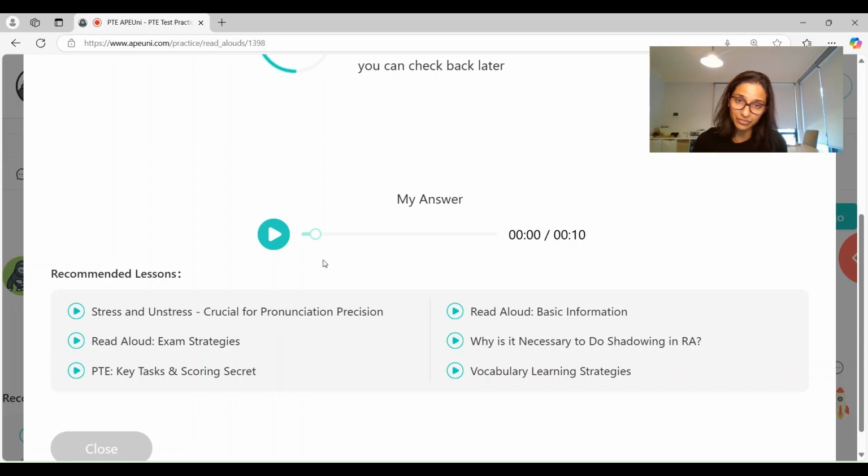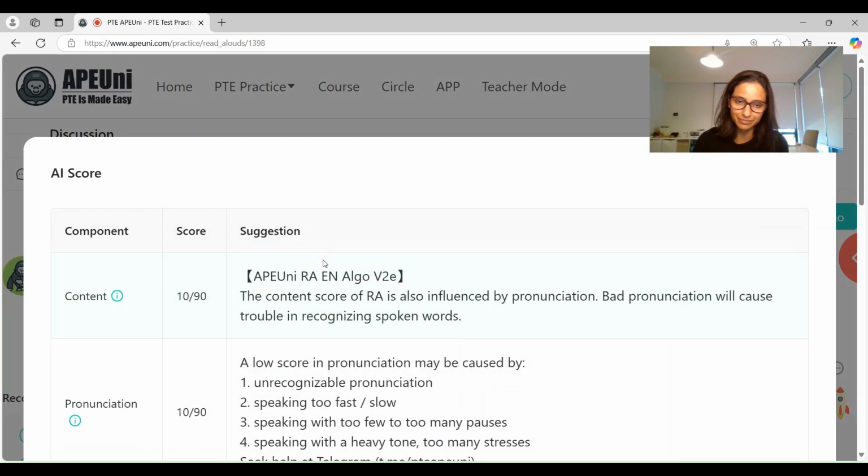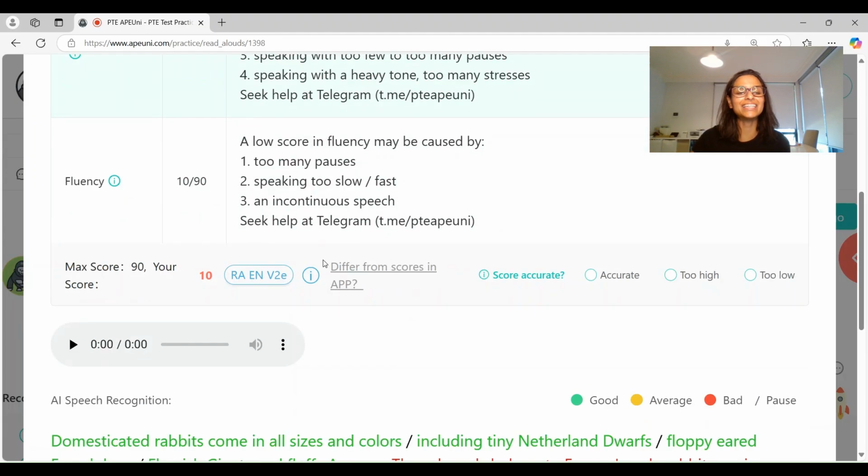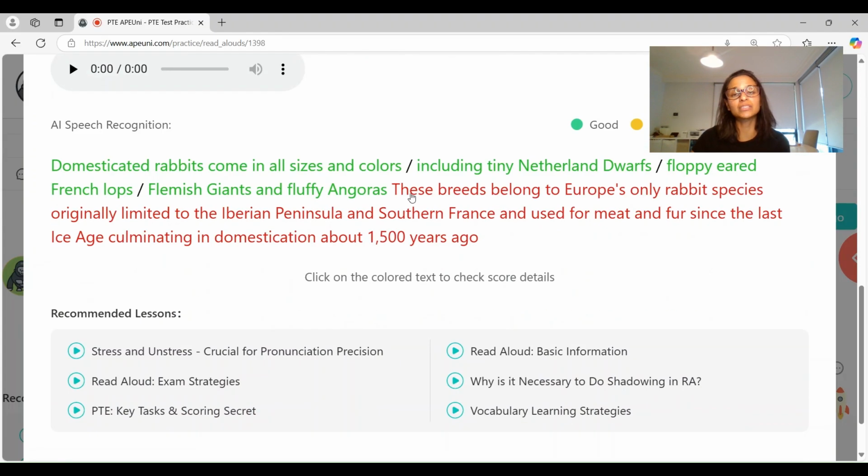I read all the words. Fingers crossed I did all right. Okay, 10, 10, 10. Did you see that, my friends? It noticed very clearly that I left out two sentences.